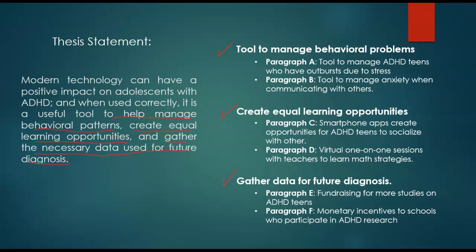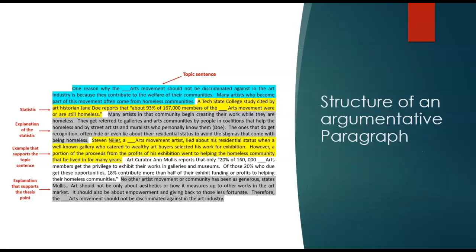So for example, the tool to manage behavior problems could have a paragraph that might be developing how ADHD teens can use tools to help their outbursts due to stress. And then the second paragraph could be talking about a tool to manage ADHD teens' anxiety when communicating with others. So again, as you can see here, each point is going to have multiple paragraphs and it's not going to be one paragraph. Just have that in mind.